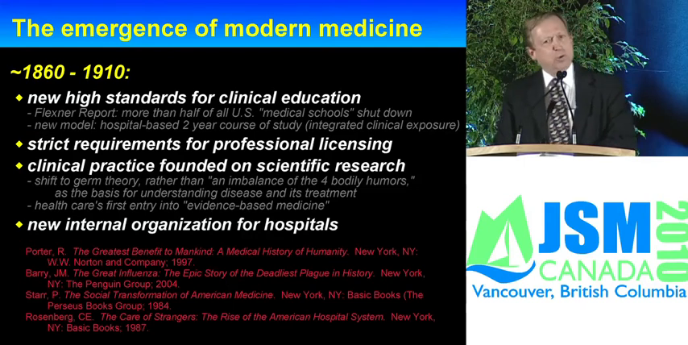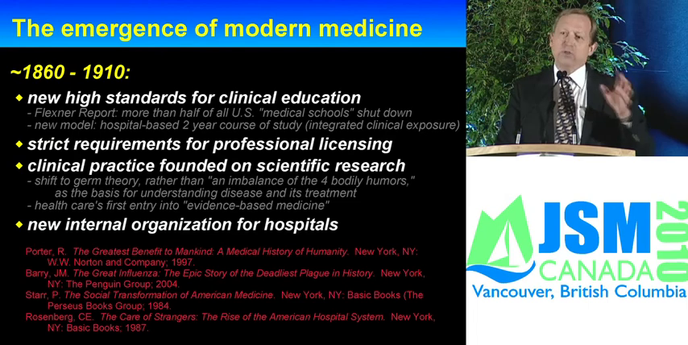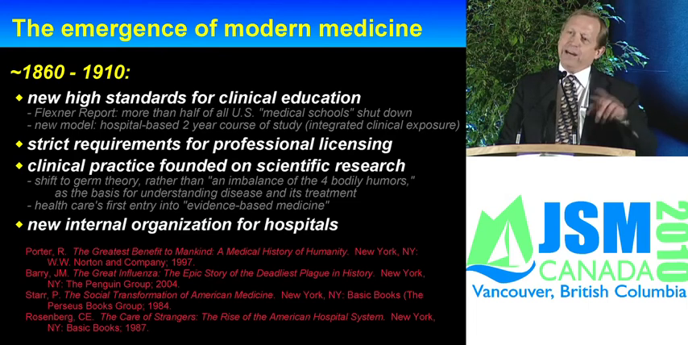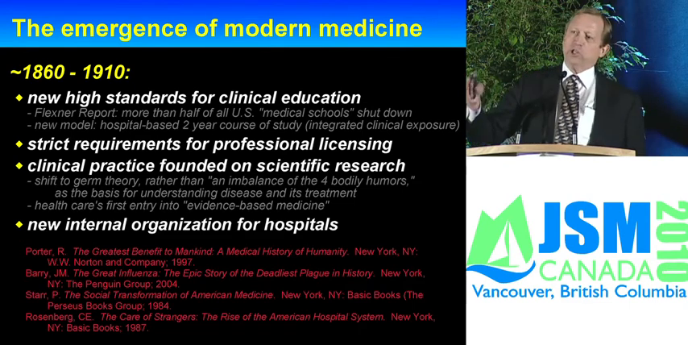Starting in 1902 with the report of the American Medical Association. That led in 1908 to Andrew Carnegie hiring a high school teacher named Abner Flexner. As a direct result of the Flexner report, evaluating clinical education, more than half of all purported medical schools in the United States shut down.